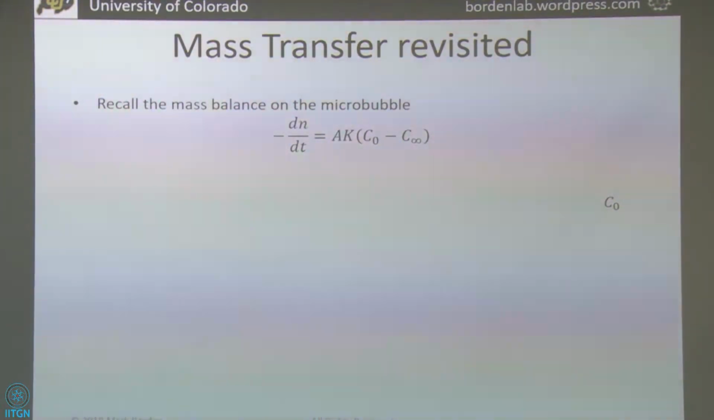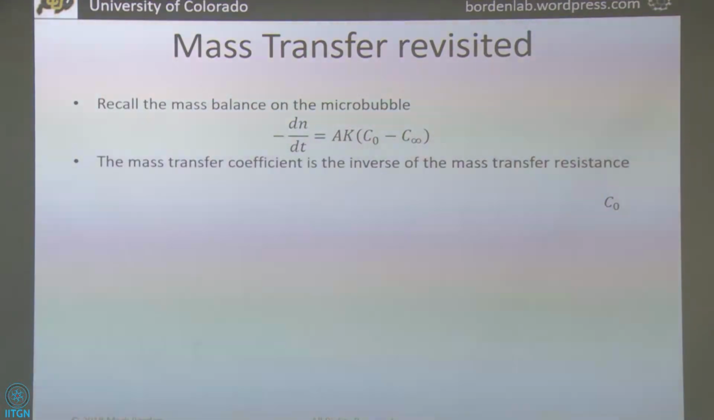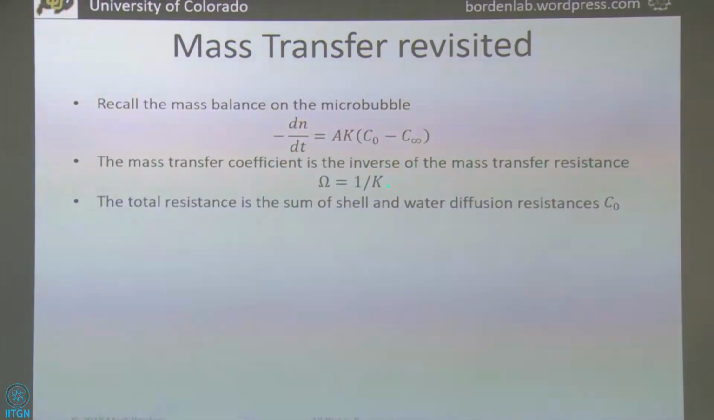So the mass balance on the bubble that we had before, and the mass transfer coefficient is the inverse of the mass transfer resistance. So instead of K, we're going to use omega. And the total resistance is the sum of the shell and water diffusion resistances. So here's the shell resistance, and then here is the resistance that we had before. Okay, remember that K was D over R, well, omega for the water phase is R over D.